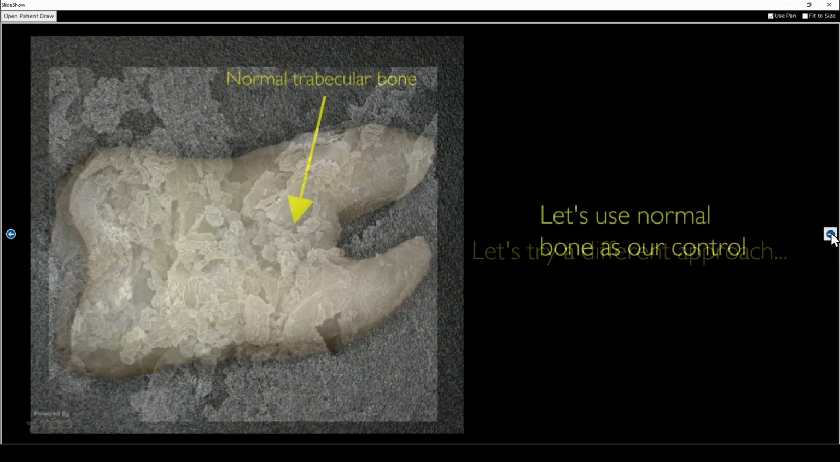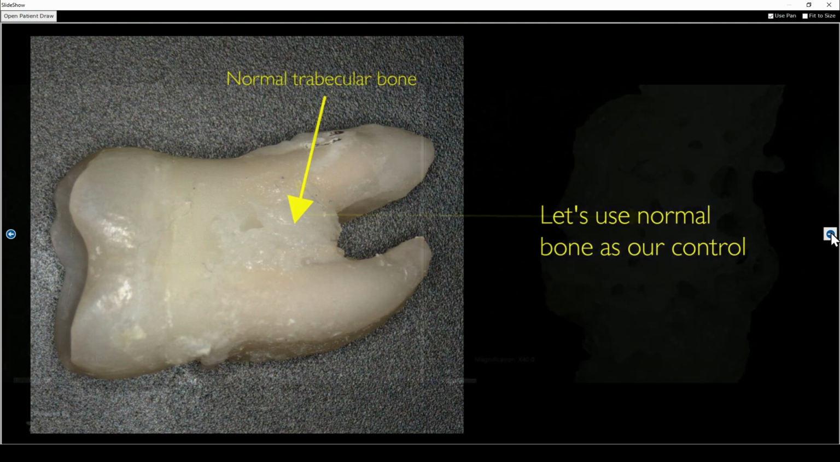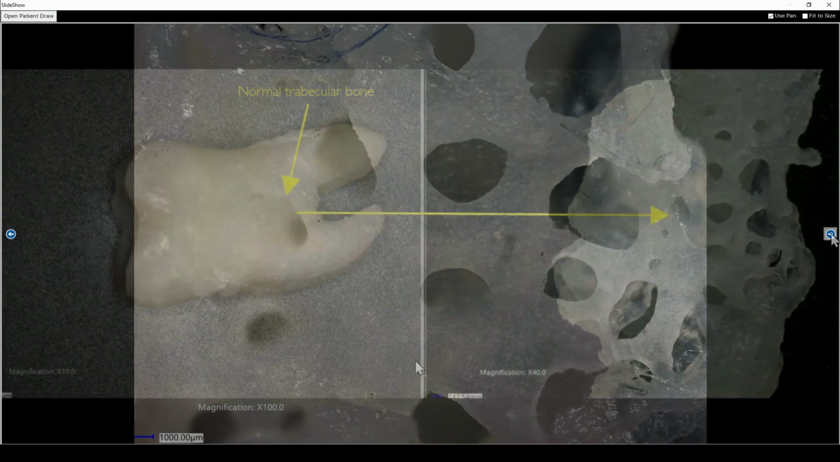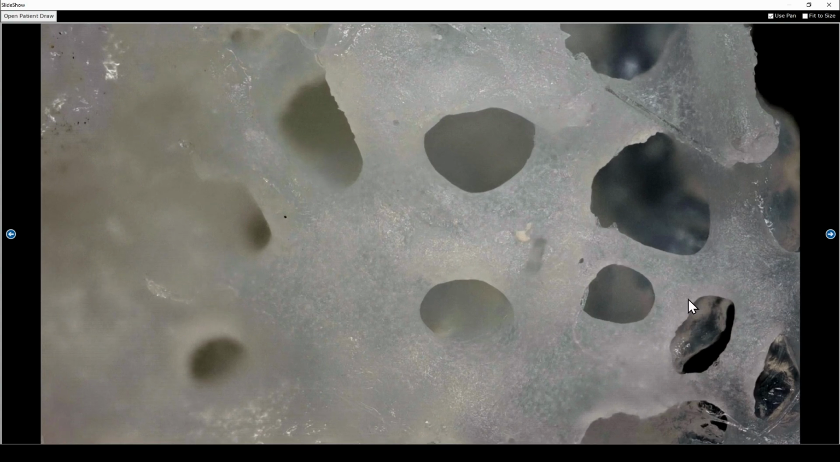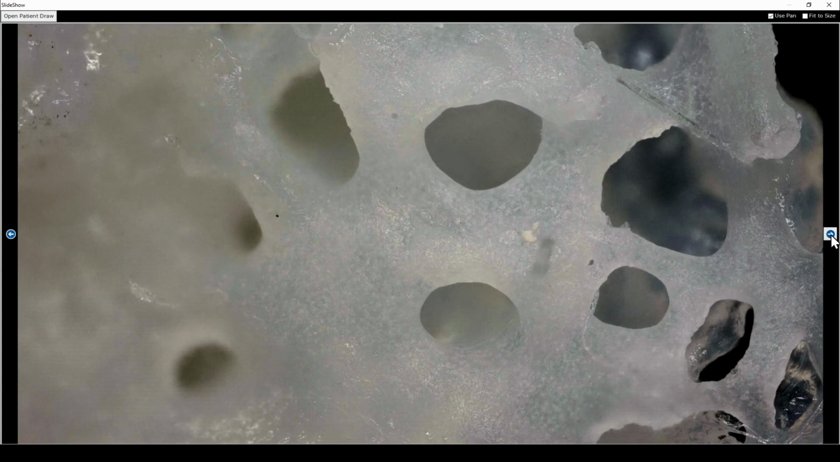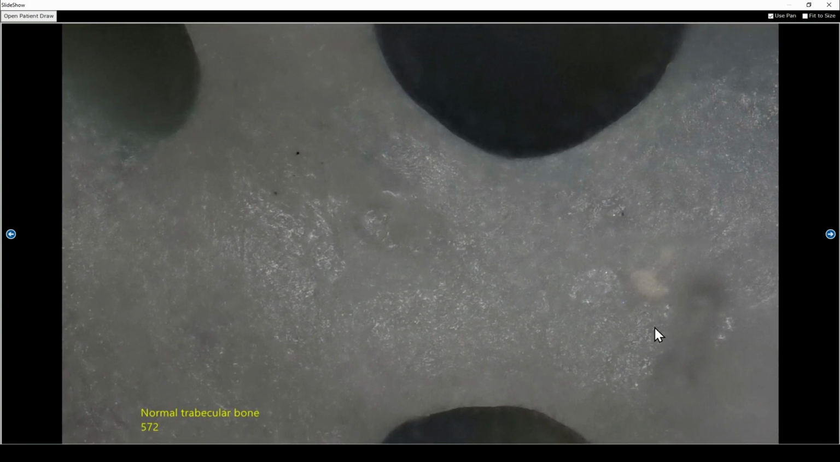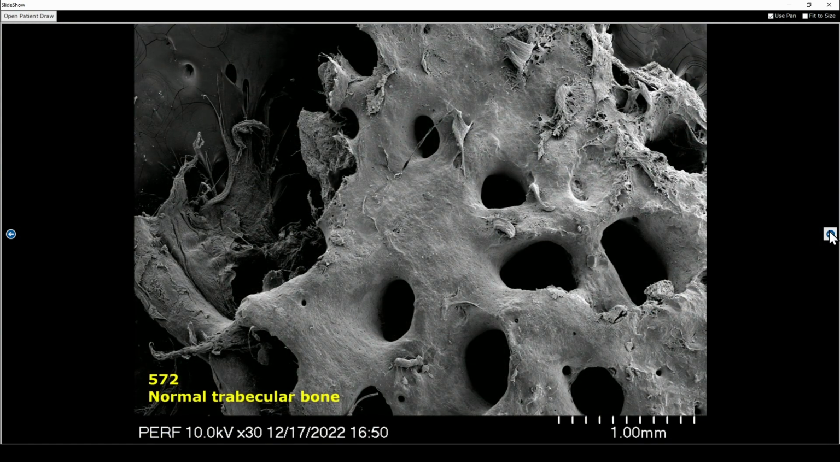So let's try a little bit different approach here, and let's look at just some normal bone as our control and see what normal bone should look like. And Ivan sent me this case from a laser, but it had some trabeculum attached to the roots, so we got a chance to actually look at normal trabecular bone. Let's put it under the scope and see what normal bone looks like as kind of a control.